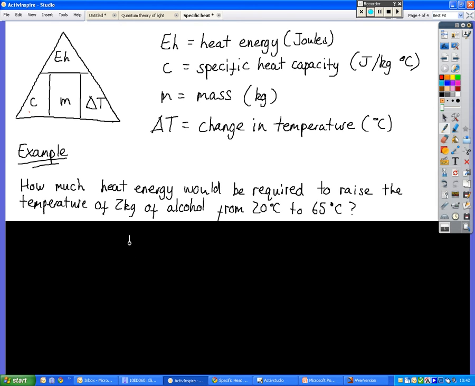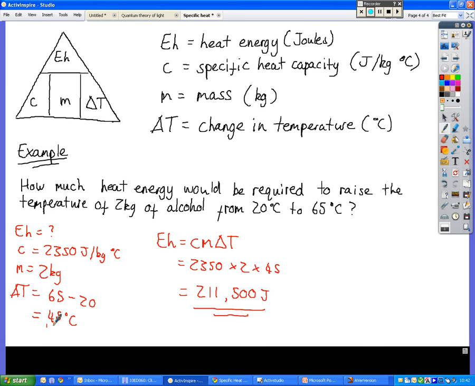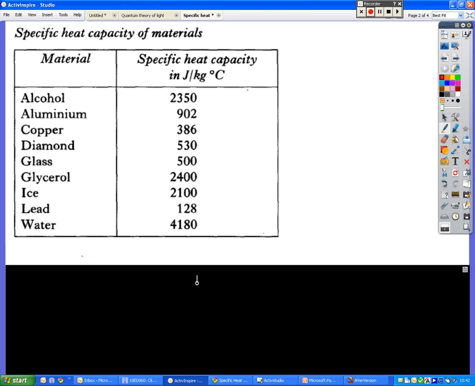So we looked at a simple example of how much heat energy would be required to raise the temperature of 2 kilograms of alcohol from 20 degrees to 65 degrees. So delta T is 45, you've got to calculate that out here. 2 kilograms is your mass. The specific heat capacity you'll get from the second page of your standard grade credit paper, which looks something like this. And that gives you all the specific heat capacity values for the various substances that you're going to be asked on. Now notice also that it gives you the units as well.